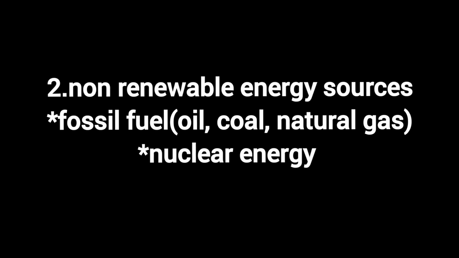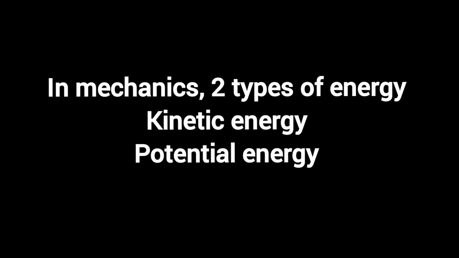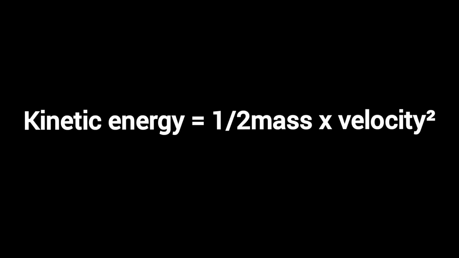Now, let's look at mechanical energy. In mechanics, energy can be divided into two types, namely kinetic energy and potential energy. Kinetic energy is energy possessed by a moving body, for example, a bullet in air, a person walking, a car driving, and the formula is also very simple. Kinetic energy equals a half mass times velocity squared.